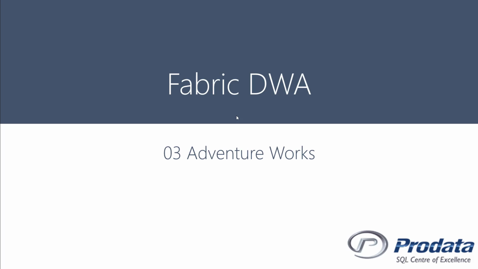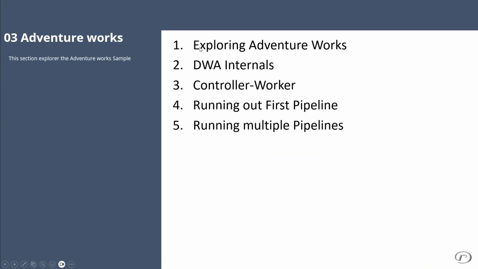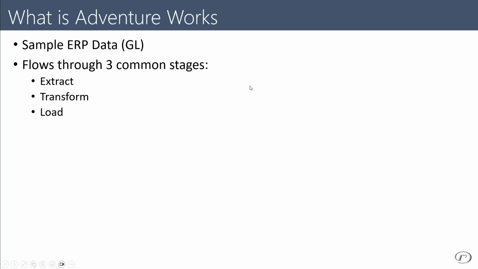Okay, so you've deployed the DWA framework and you now want to explore the AdventureWorks sample to see how it works and reverse engineer it, right? So we're going to take you through exploring it, the internals, the basic design pattern, and just running some of what we call the pipelines. So they could be notebooks as well, right?